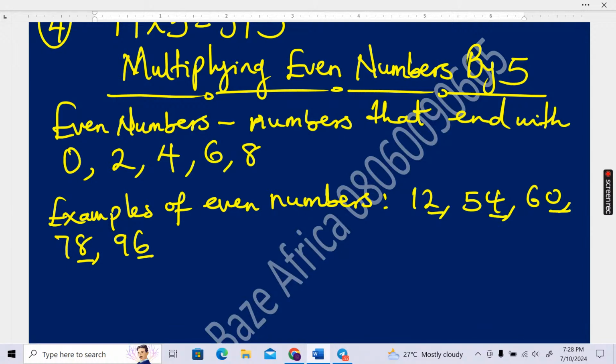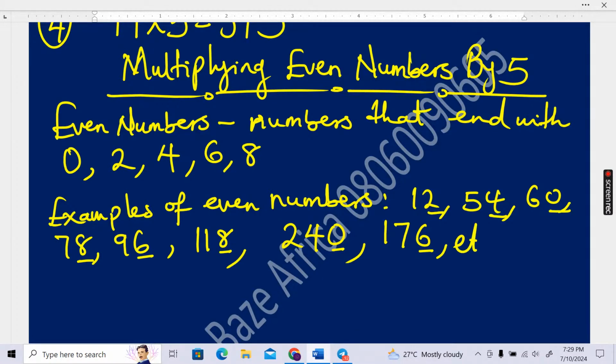You can see that they all end with the numbers that I said. So when the numbers end with either 0 or 2 or 4 or 6 or 8, they are called even numbers. Another one is 118. Look at this, ends with 8, so it is an even number. 240, it ends with 0, so it is an even number. 176, it ends with 6, so it is an even number.